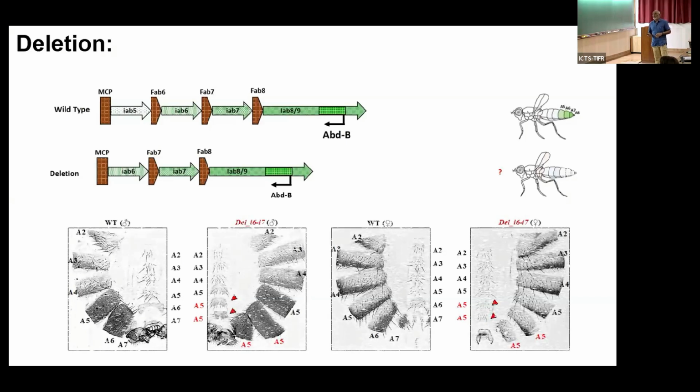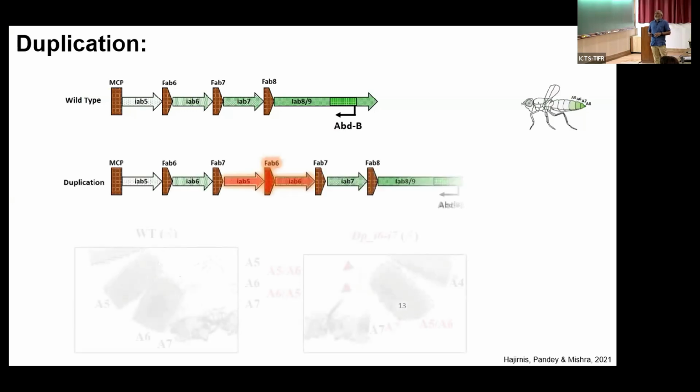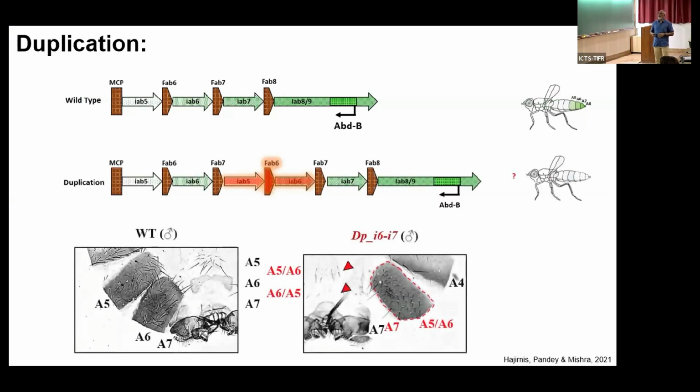So deletion, as was expected: when you delete IV5, the IV5 is gone, so you will have A5, A5, and this is a female cuticle, so it's the expected phenotype. The disappointment was when you duplicate: we thought there may be a longer fly, but the fly is actually normal. There is not much happening to the fly. So A5, A6, A5, A6, you see, you don't have to worry about these small details, but the outcome is that the fly looks more or less normal and it is fertile and walking around.